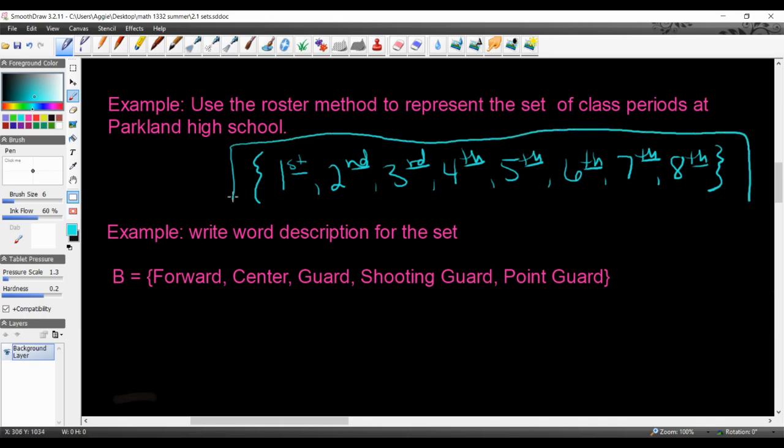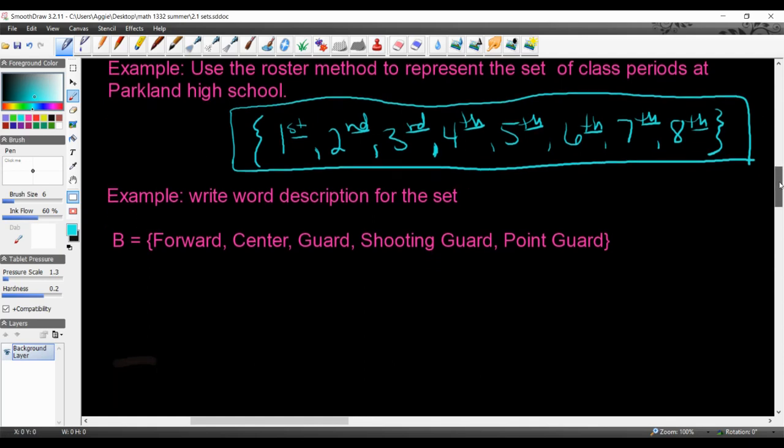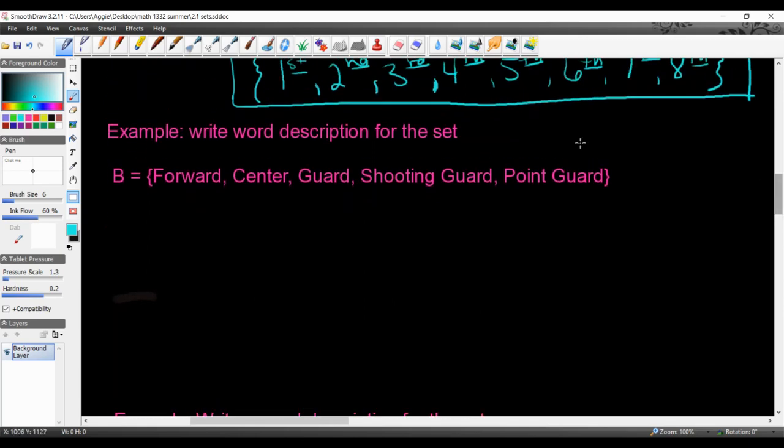Notice that we do end and begin with those curly braces, and we do have commas in between each element, okay? All right, moving on. We're going to go backwards now. So let's say we want to write a word description for the set B. So this right here, just so we know, this B represents set B. So this is like the name of the set.